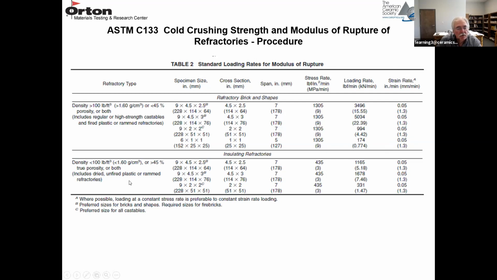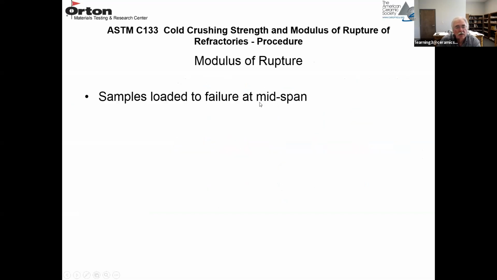Same size samples for the less dense materials, the 9-inch straights and the 9x2x2, except there's no 6x1x1 bar. In this case, the spans are 7 inches. The loading rates are much lower, 435 PSI per minute. And these are the pounds per minute from about 1700 down to 331, and 0.05 inches per minute for the strain rate for a screw type machine. The samples are loaded till failure. A crack will develop at mid-span and it won't hold the load anymore.